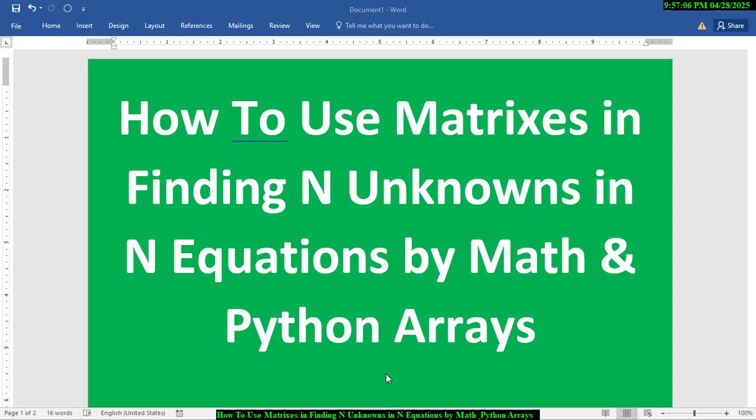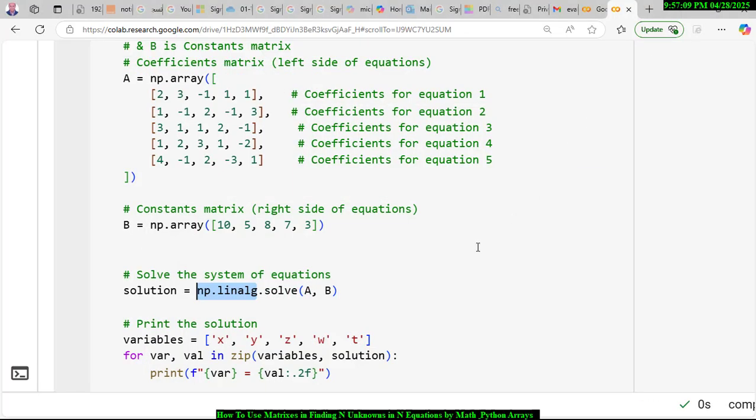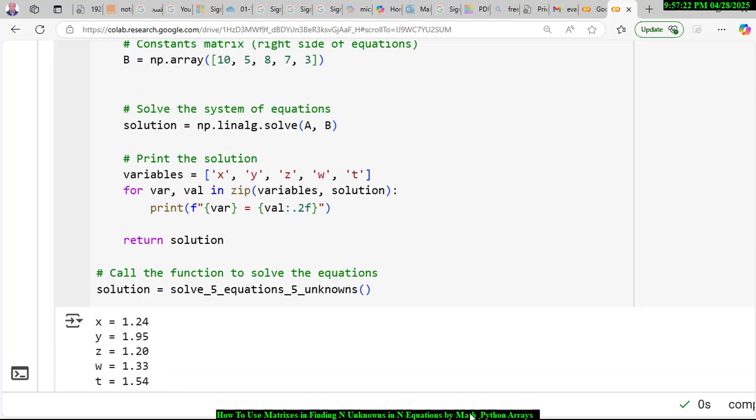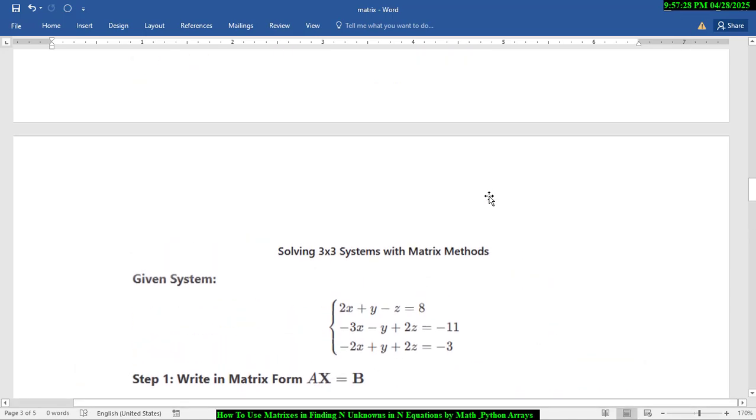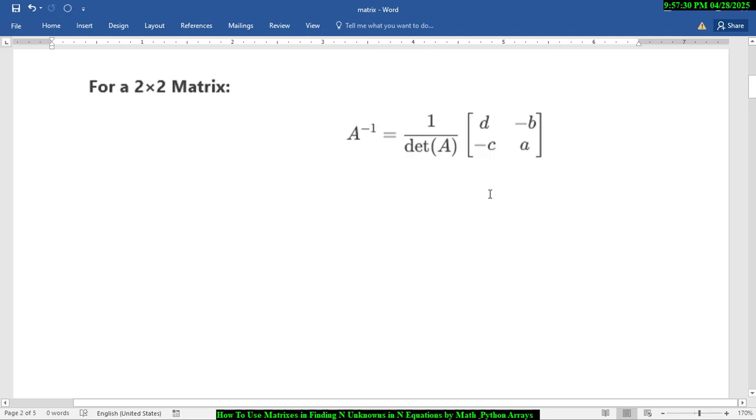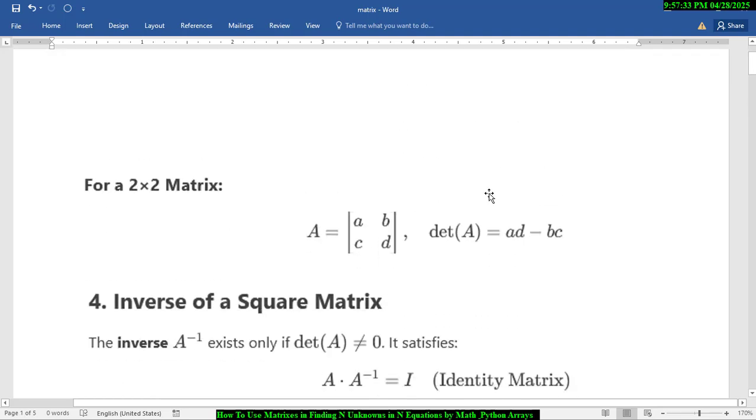First of all, we start with math. We start with math and then we go to programming or Python. So this is math. We start with the easy one, which is two unknowns and two equations.